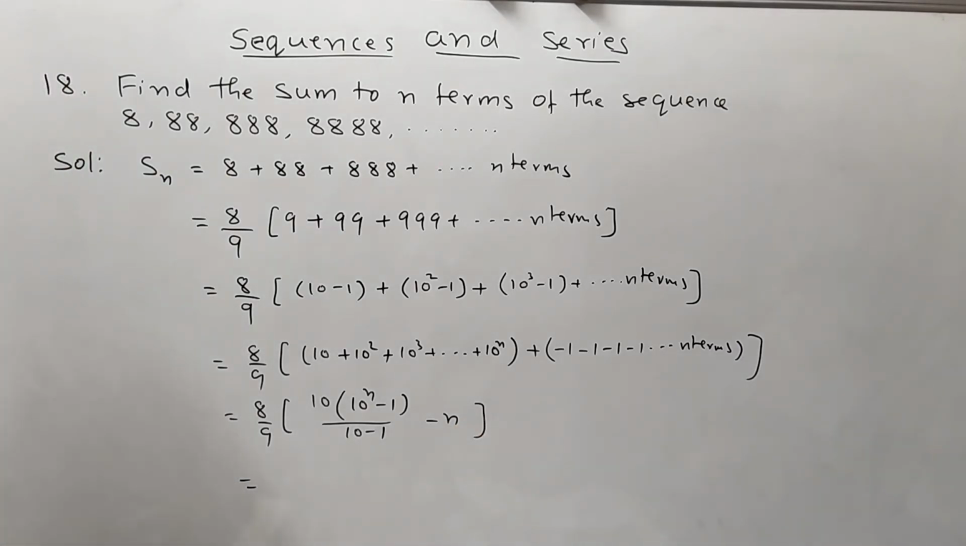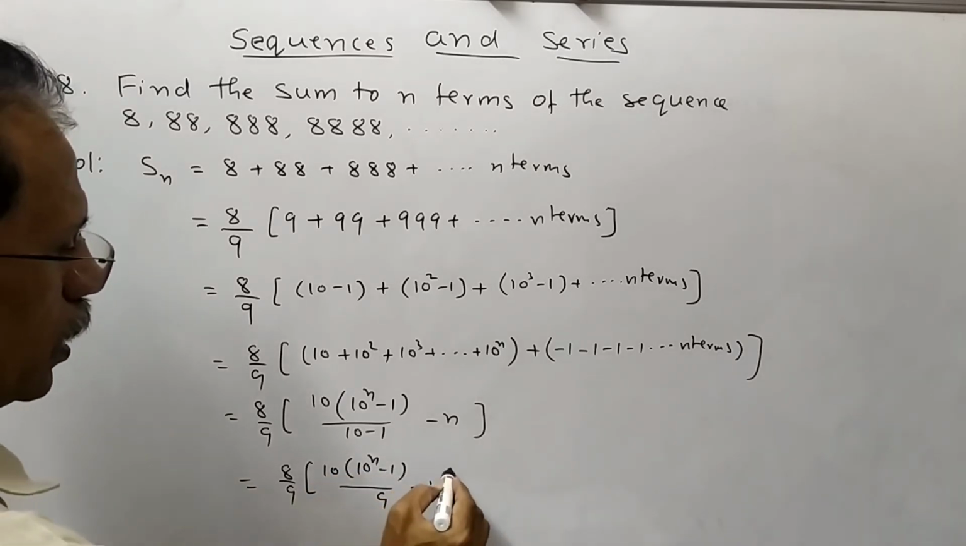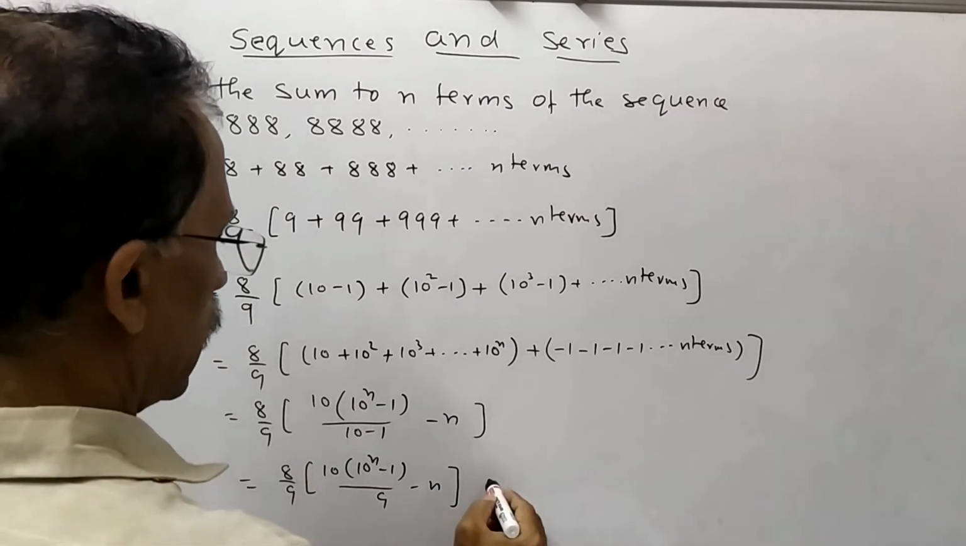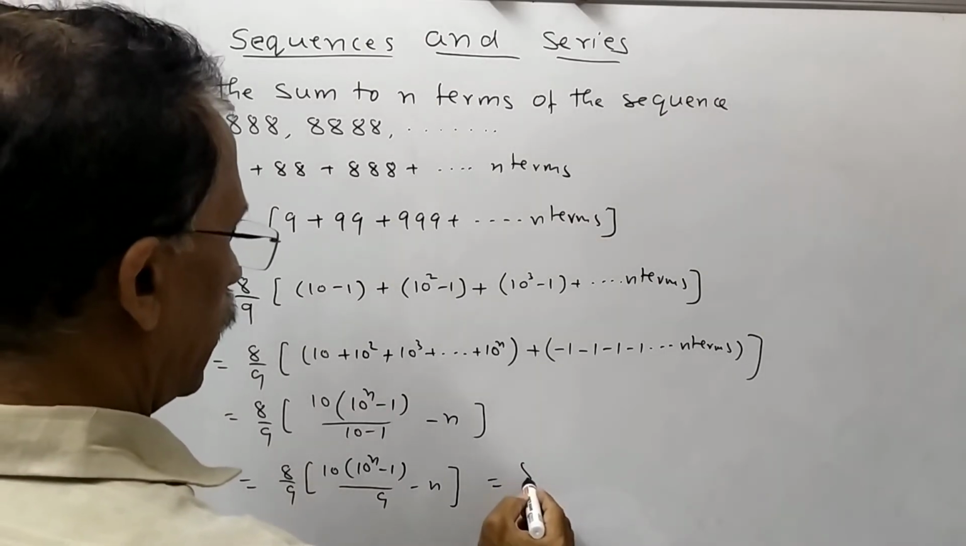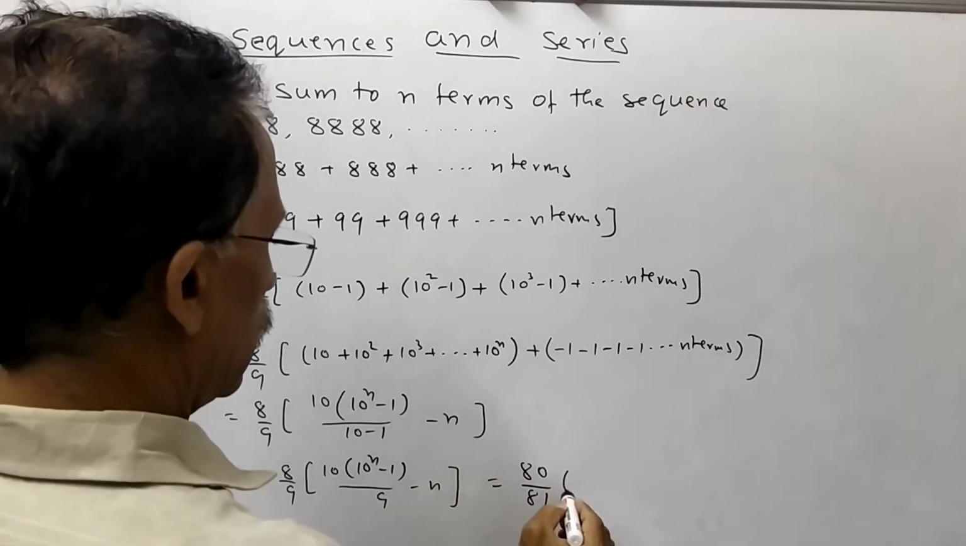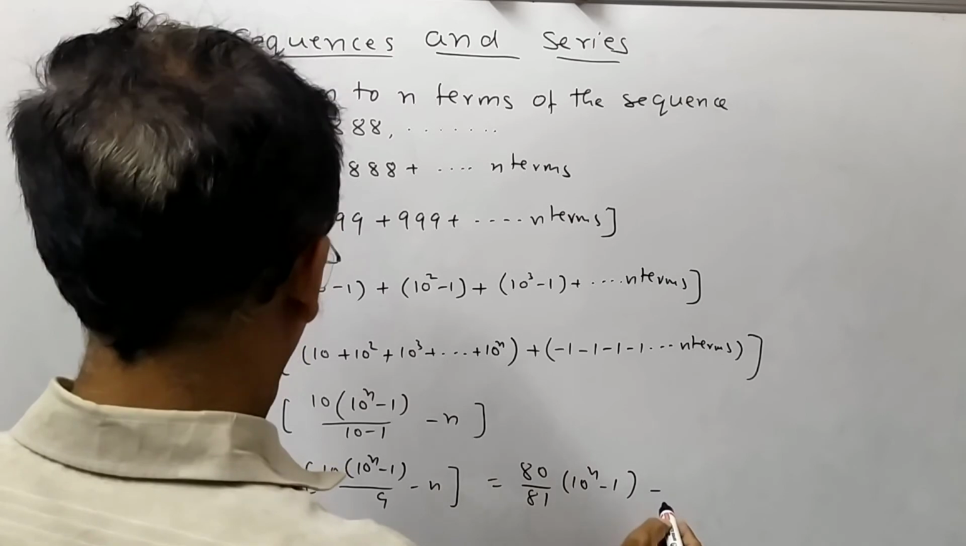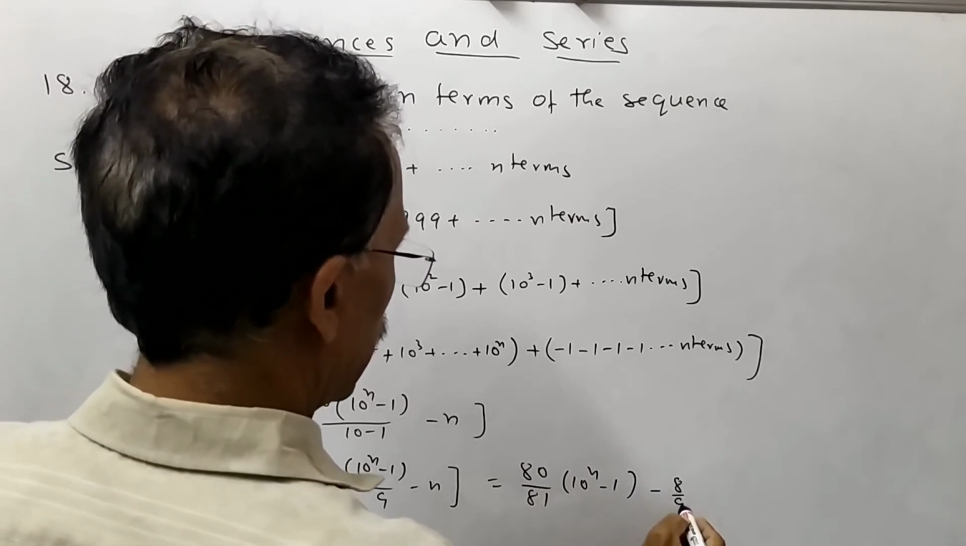is equal to, in the denominator we will get 9. So when you simplify we will get 8 by 9 into bracket 10 into 10 raised to the power n minus 1 divided by 9 minus n, or we can write this as 80 divided by 81 into 10 raised to the power n minus 1 minus 8 by 9 n.